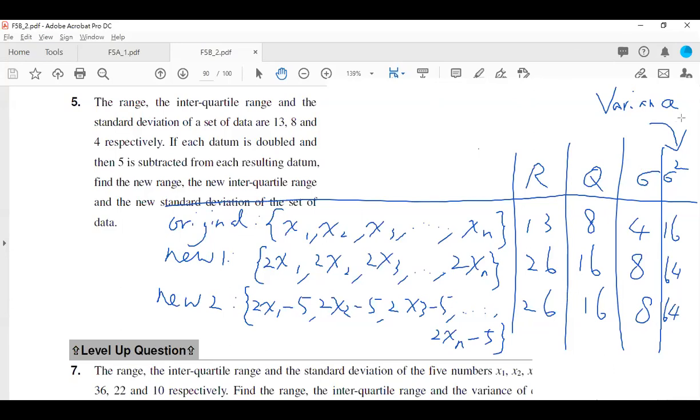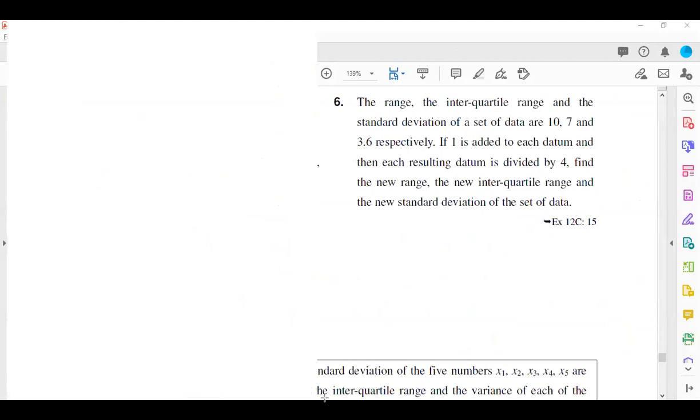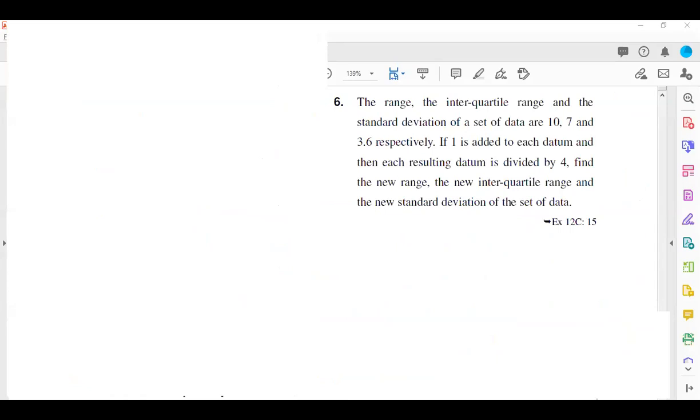All right, so let's do number 6 together. Number 6. So I'm going to clear the board. Number 6. So the range, the interquartile range and the standard deviation of a set of data are 10, 7, and 3.6 respectively. If 1 is added to each datum and then each resulting datum is divided by 4, find the new range, new interquartile range, and the new standard deviation of the set of data.